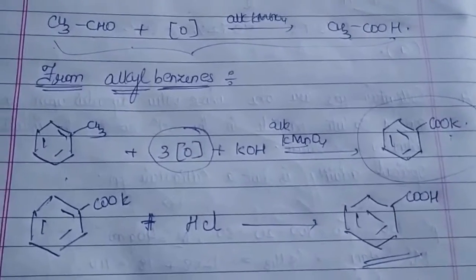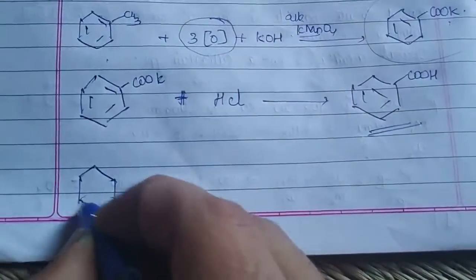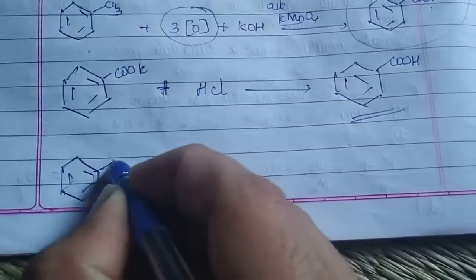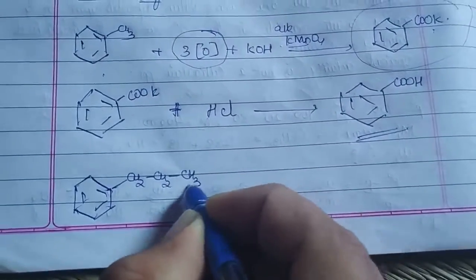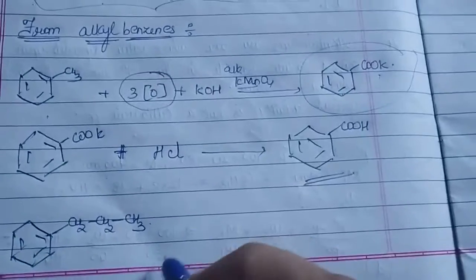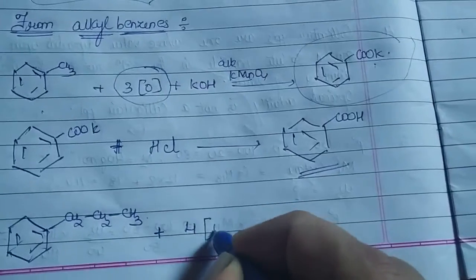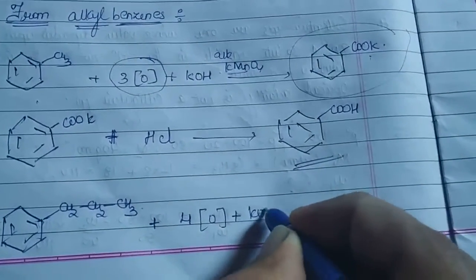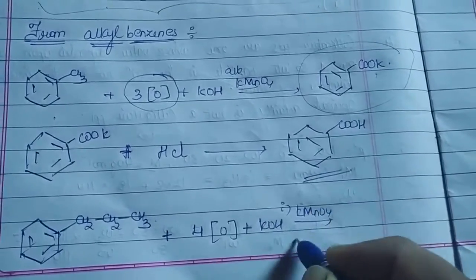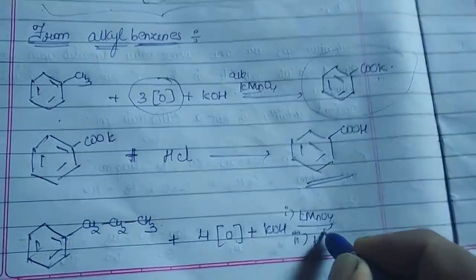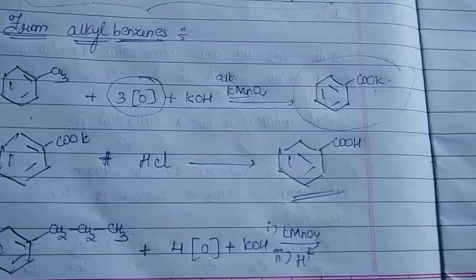What does it mean, sir? For example, if I give it in this way, here you have CH2, CH2, CH3. I will ask you what will be the product if I oxidize it with KOH in the presence of KMnO4. This is my first step. Then in the second step I do acidification with HCl. What will be the product? I am asking you what the product will be.